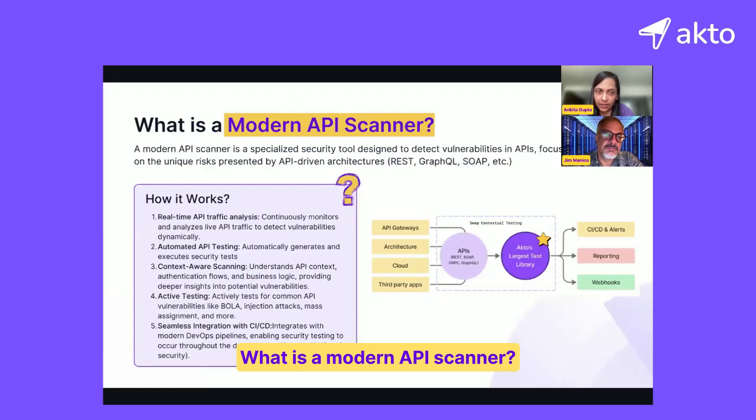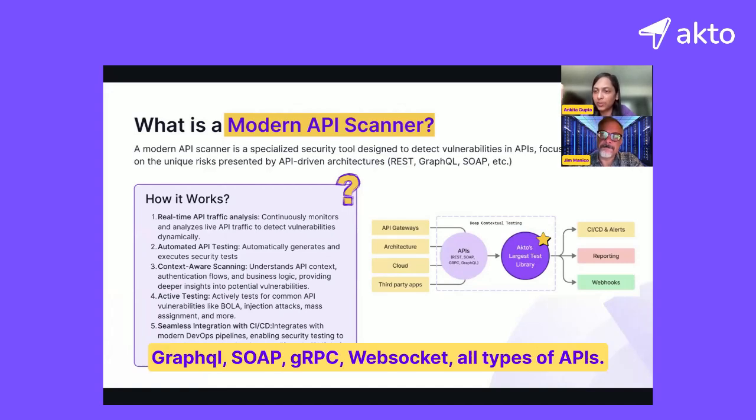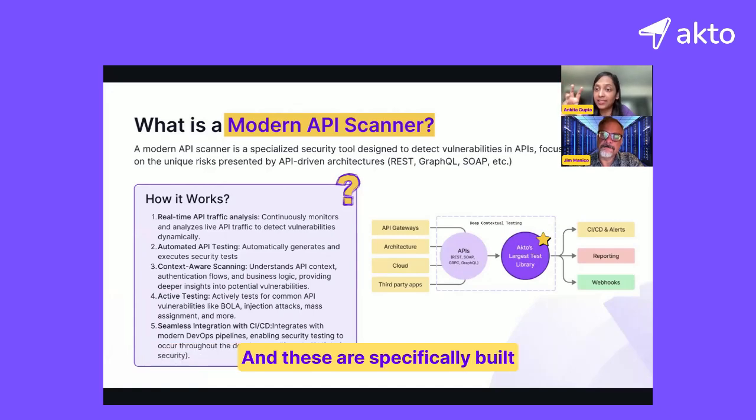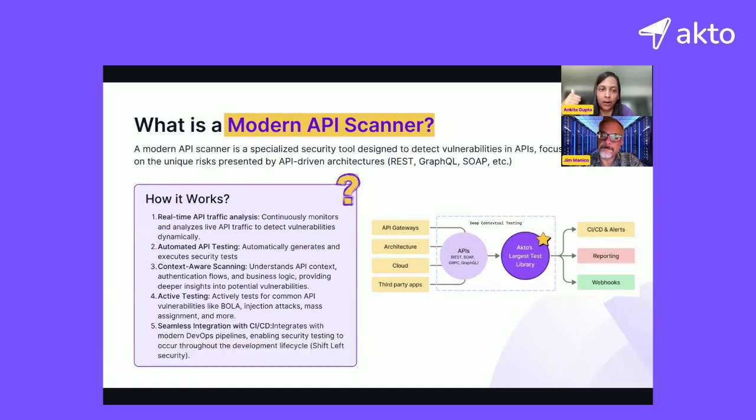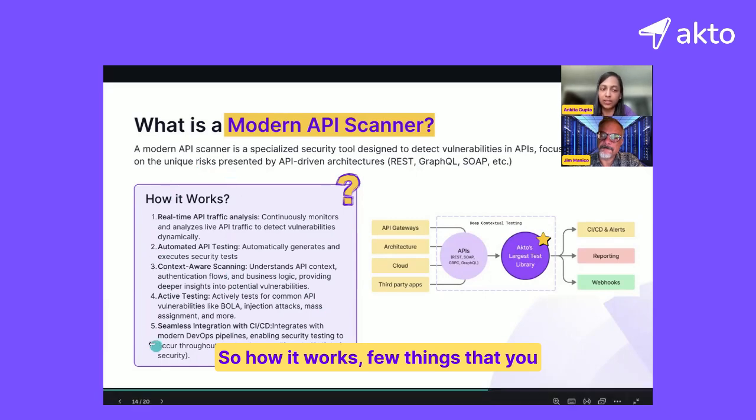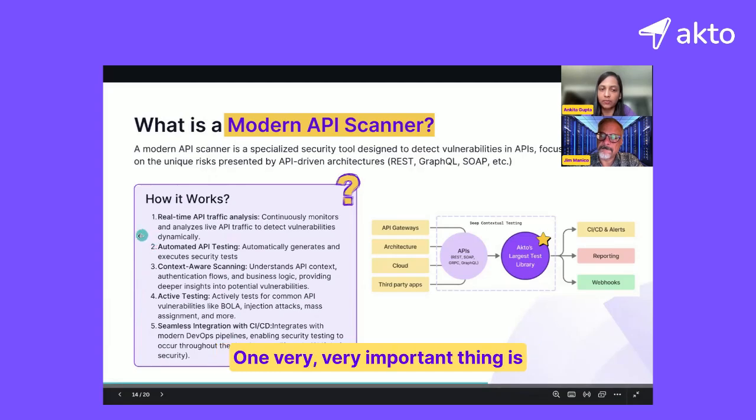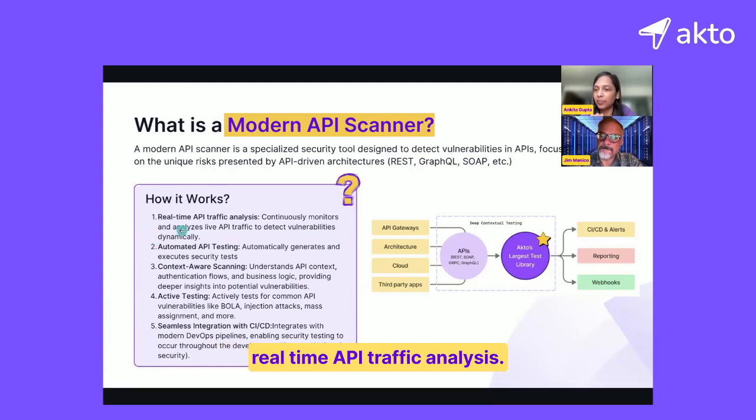What is a modern API scanner? A modern API scanner is a tool that's very specifically designed to detect and fix vulnerabilities in APIs. When I say APIs, these are REST, GraphQL, SOAP, gRPC, WebSocket, all types of APIs. And these are specifically built for modern architecture, microservices architecture. So how it works, a few things that you want a modern API scanner to have. One very, very important thing is real-time API traffic analysis. Now, the reason why DAST has limitations is it does not have complete context of APIs.